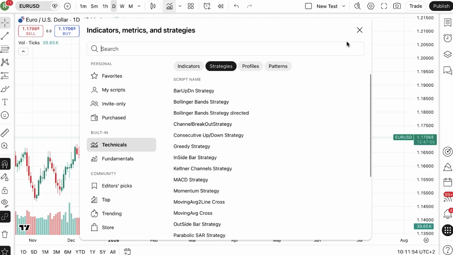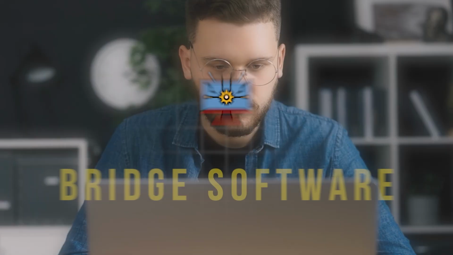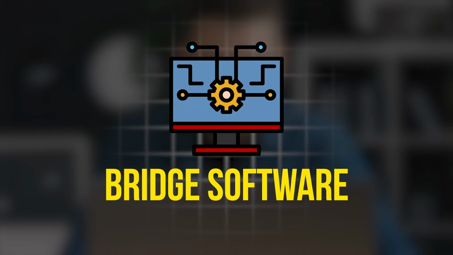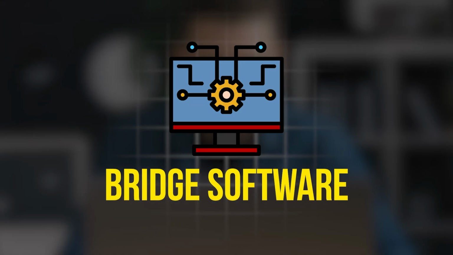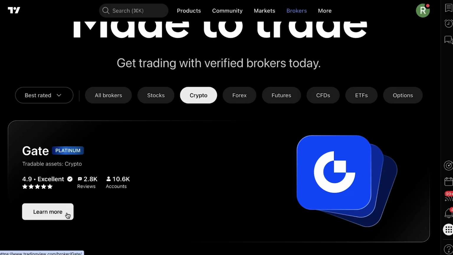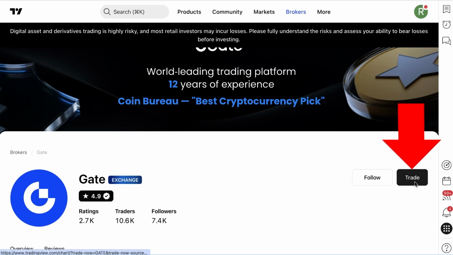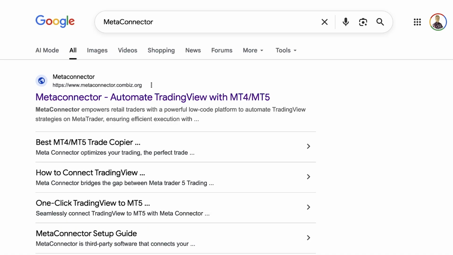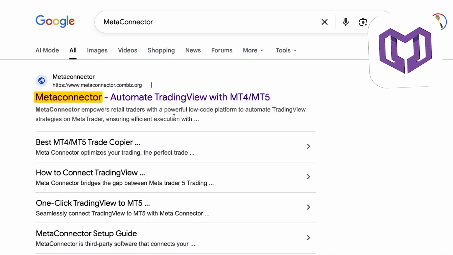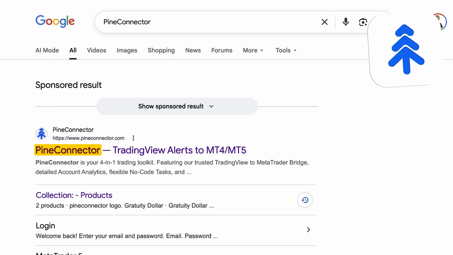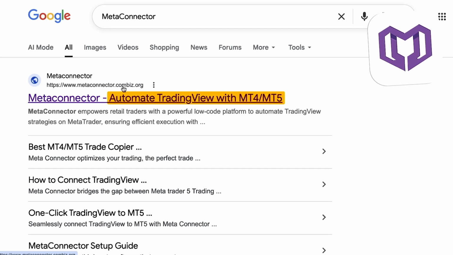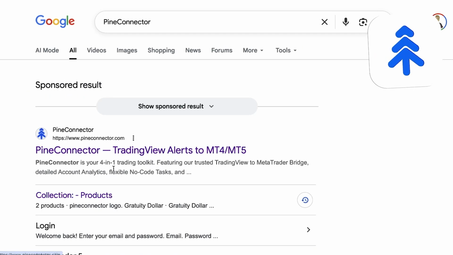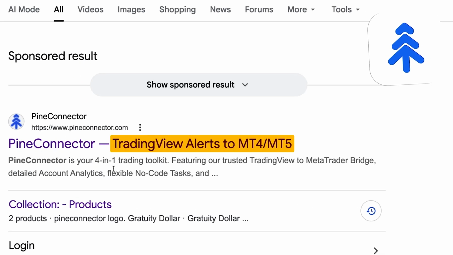And how to do the connection? You would need to have so-called bridge software to make the connection, because there is not a direct way to connect them, as you would connect, for example, a broker with TradingView or MT5. I will show you two examples of the software that can do the connection, and then I will give you a much easier alternative. Meta Connector and Pine Connector are two options. You can see it says here automate TradingView with MT5, and here on the Pine Connector TradingView alerts to MT5, TradingView to MetaTrader bridge.